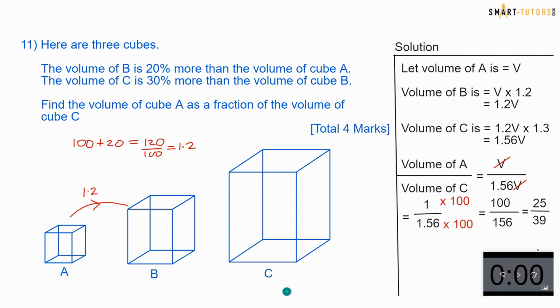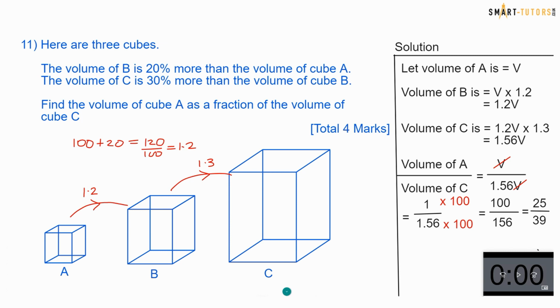Then the next data is given here. Cube C is 30% more than cube B. So here the scale factor is 1.3. You times 1.2V by 1.3, that gives 1.56V. Again, it's a non-calculator paper, so you may be able to times 12 by 13, which is 156, then with 2 decimal places, 1.56.